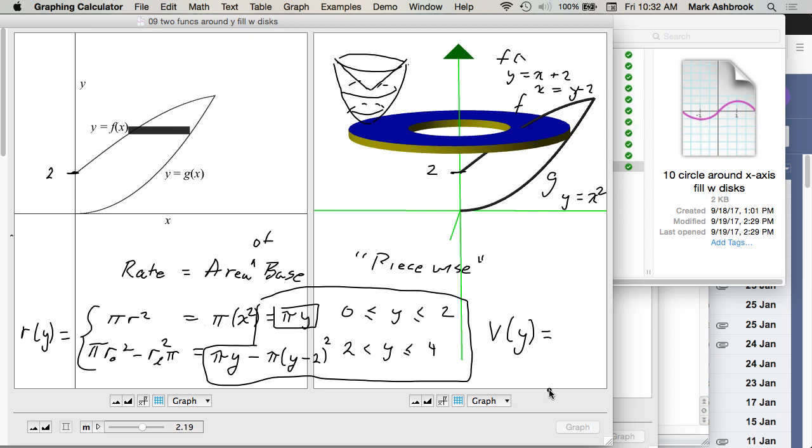V of 2, which we'll get from the region from 0 to 2. So this will be piecewise. First piece is easy. Second piece will just be V of 2 plus the integral from 2 to y of this rate function in terms of t. See that? So pi t minus pi times t minus 2 squared.